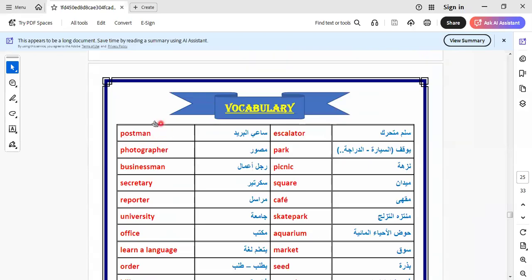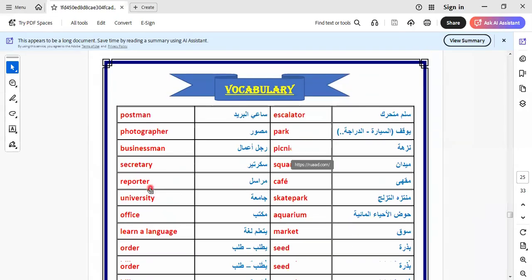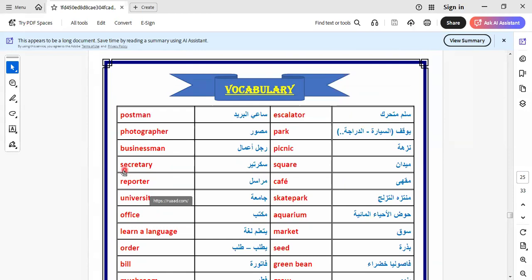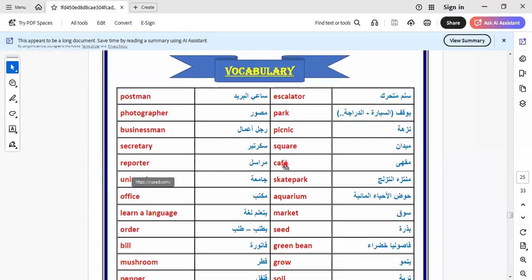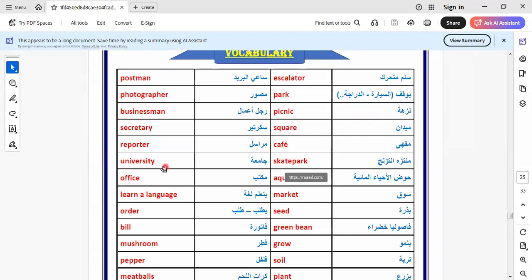Let's learn it together. Here we say postman, escalator, photo, photographer, park, businessman, picnic. We have here secretary, square, reporter, coffee, university, kite park.